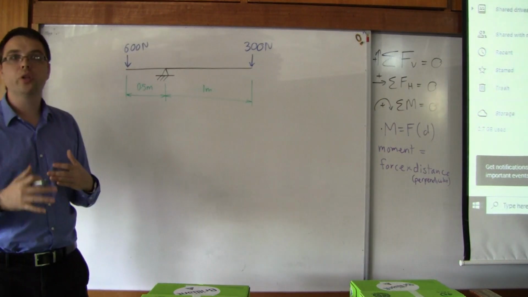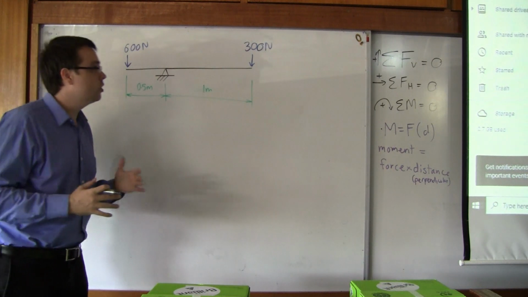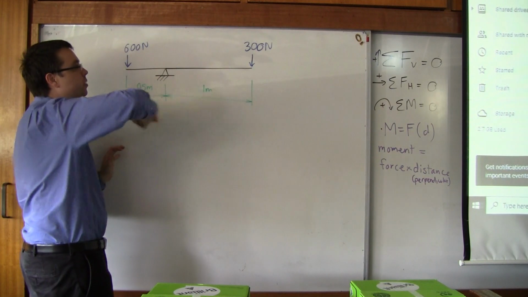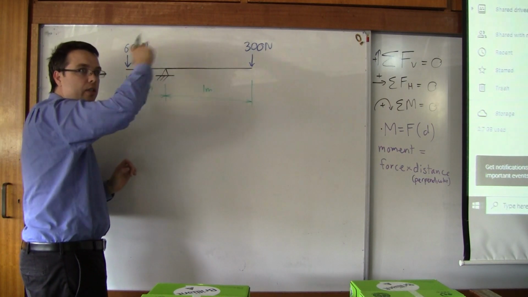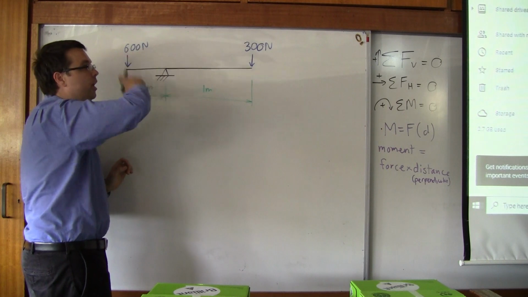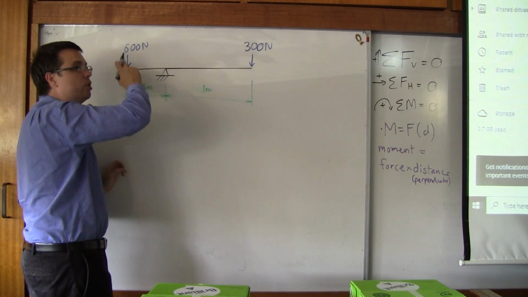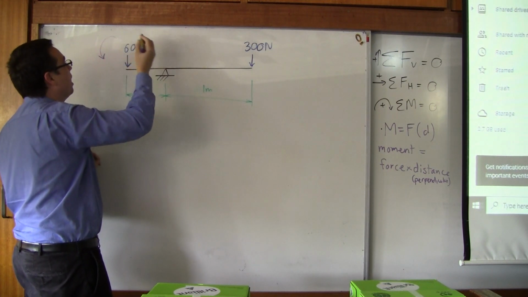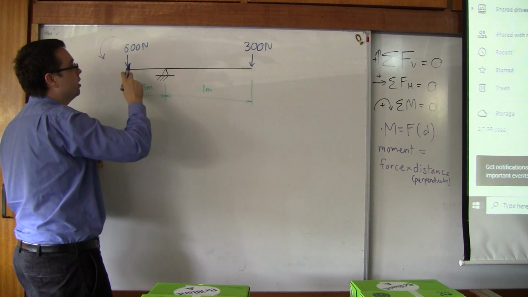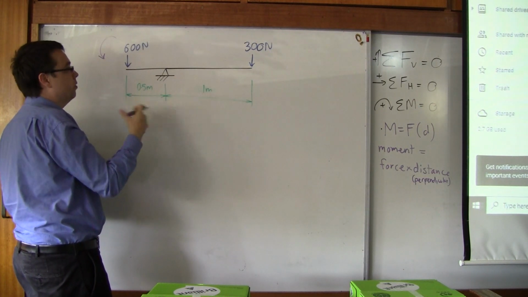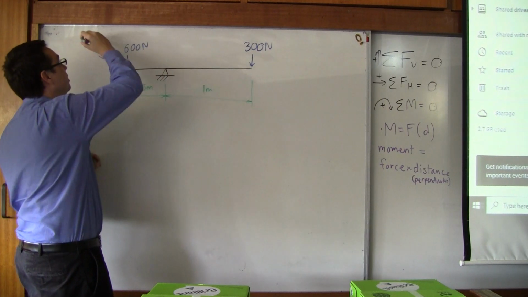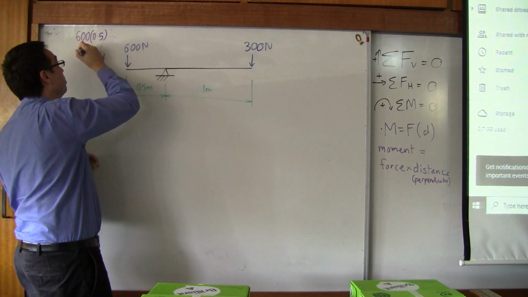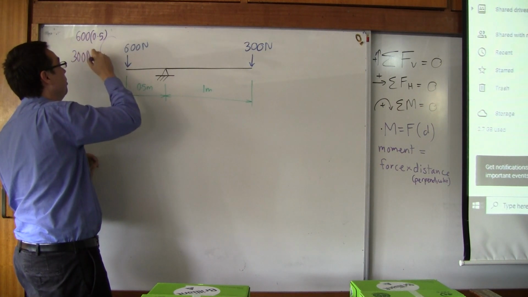What we could say is there's some sort of turning force that's happening here. On this side, is it making the beam, or the seesaw, go clockwise or anti-clockwise? If I push down on this side, anti-clockwise. Okay, so we're all okay with that. That's anti-clockwise. And if it's force times displacement, it's going to be 600 times 0.5, and 600 times 0.5 is 300 Newton meters.